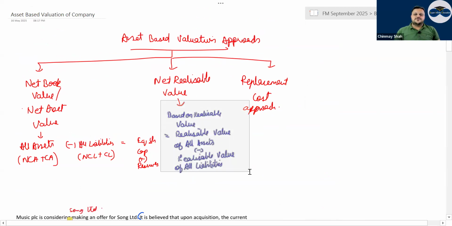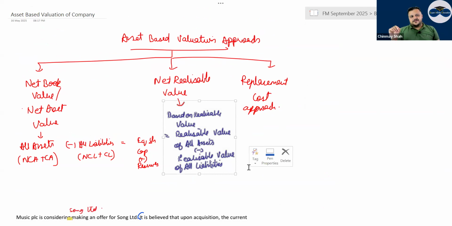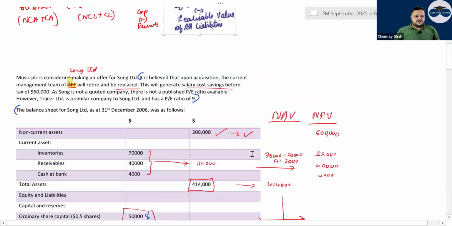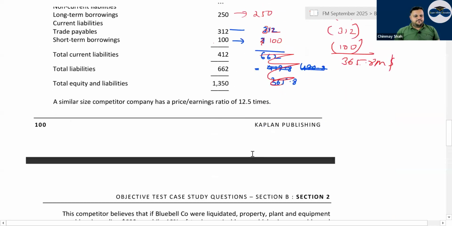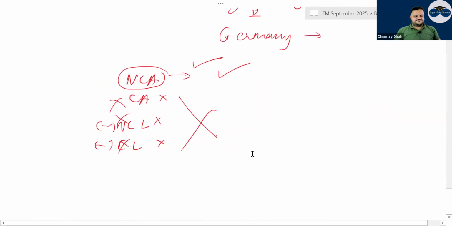But net realizable value, what will you do? For every non-current asset or current asset, you will take the realizable value given in the question, right? And every current liability and non-current liability also, you will take the realizable value, deduct it, and you will get what? The net realizable value. Correct? We have done one question on this. 2-3 questions are done here.